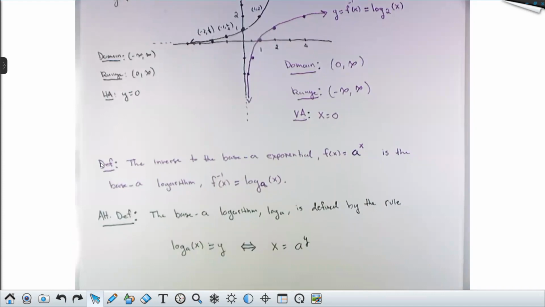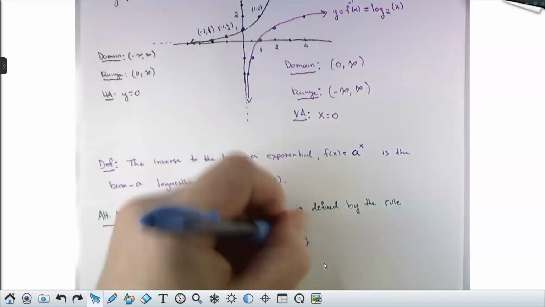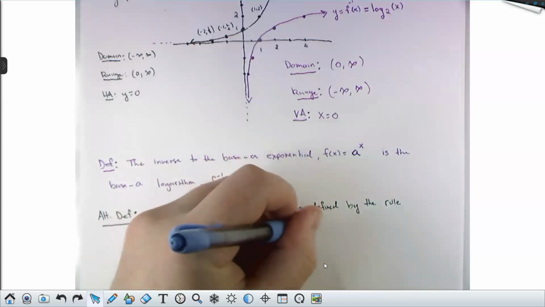And if you think about it, the purple definition and the black alternate definition say the exact same thing. There will be times when it's useful to think of logarithms as inverse functions, and there will be times when it's more convenient to think of them like this. For most of today, this bottom definition is going to be the more convenient one.